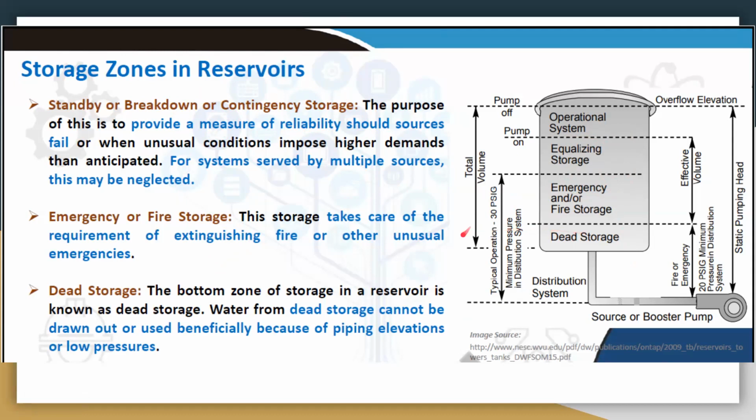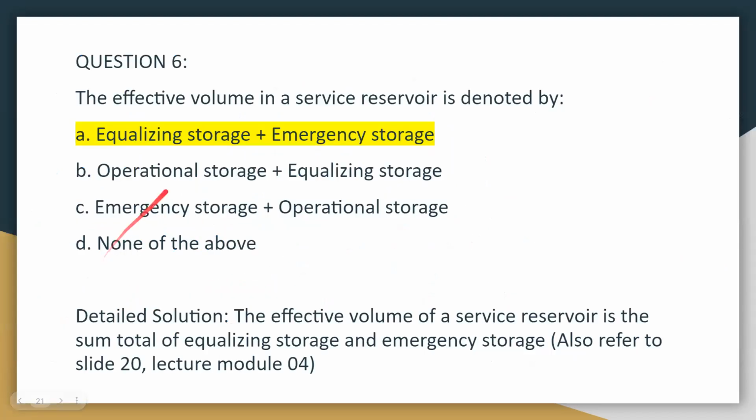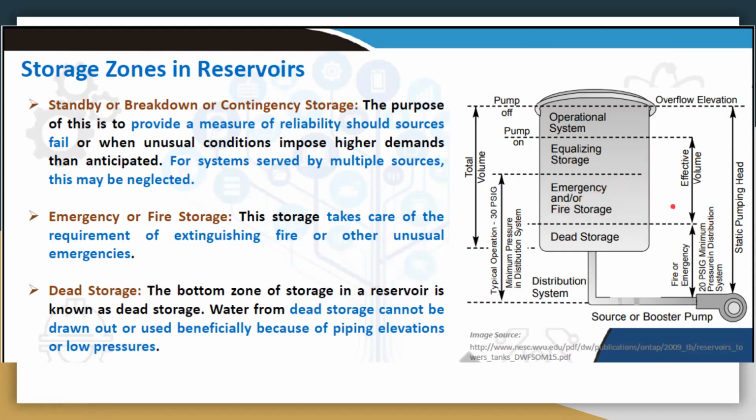So effective storage is the operational storage, and, wait, the equalizing storage plus the emergency storage is called the effective volume of the service reservoir. If you see over here, by definition, the effective volume of the storage reservoir is equal to the equalizing storage plus the fire storage. I thought it would be all three of them together, but here they've shown that the effective volume, by definition, is equal to equalizing storage plus the emergency storage.